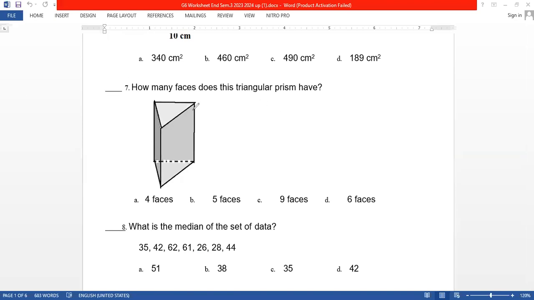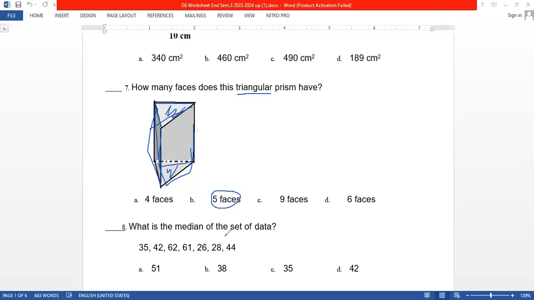Triangular prism, as you see, we have the two bases, which are two triangles. Always remember that a triangular prism is two triangles and three rectangles: this rectangle, so 3, and this rectangle, so 4, and the back rectangle. So we have two triangles and three rectangles, so 5 faces.